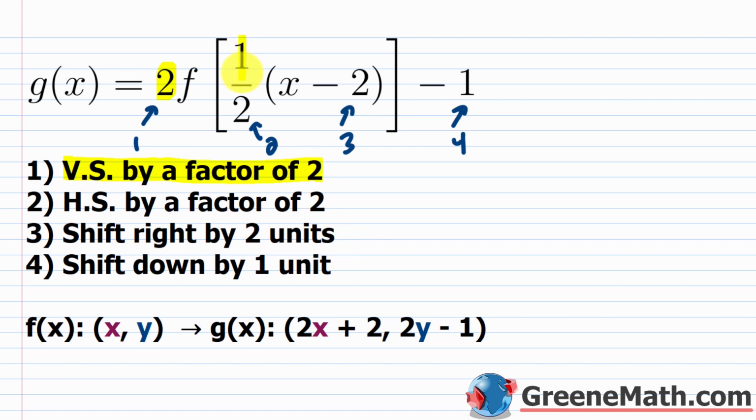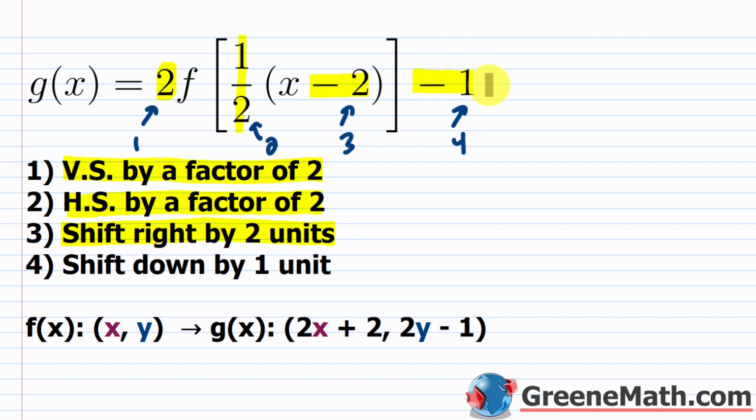So how do I undo multiplication by a half? I need to multiply by 2. So that gives me a horizontal stretch by a factor of 2. Then coming on the inside here, I have x minus 2. So to undo subtraction of 2, I want to add 2, so that's going to shift me to the right by 2 units.